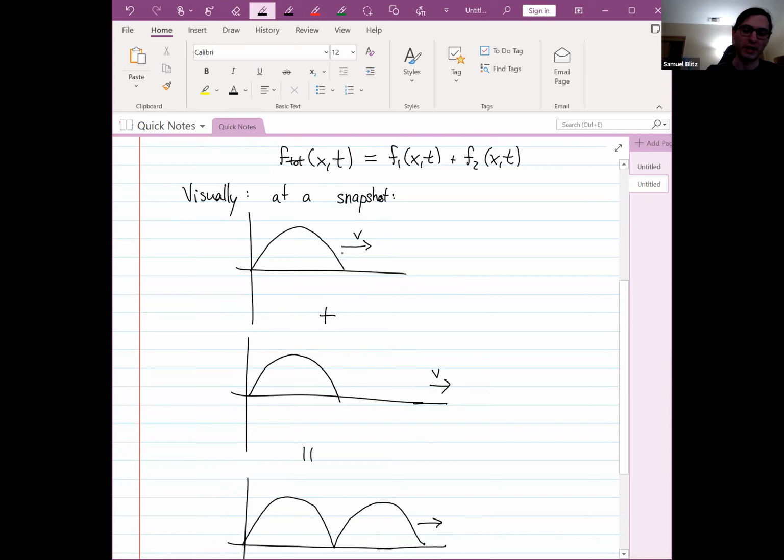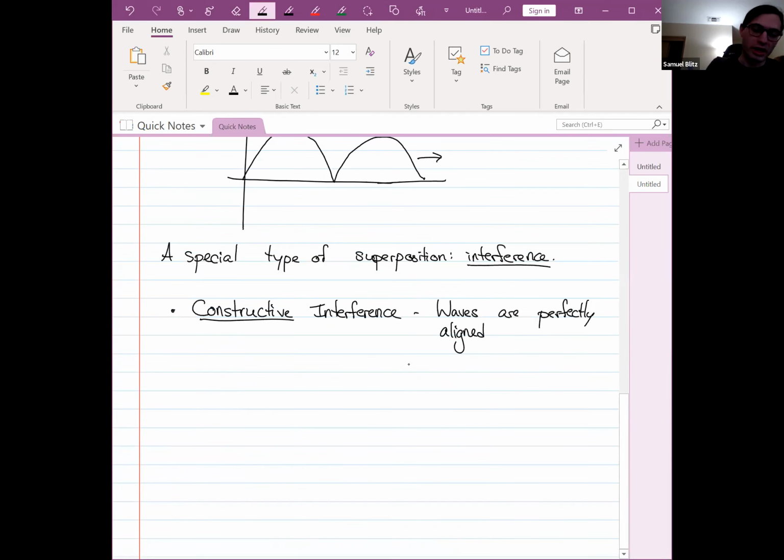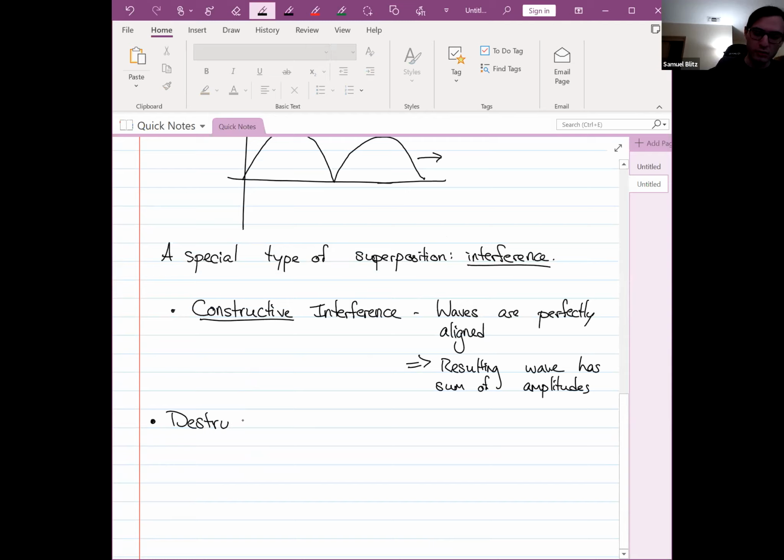Let me put this back so that it's not inconsistent with my drawing below. I should just note that the resulting amplitude has the sum of amplitudes. Another type of interference, which you could probably guess, is destructive interference. Destructive interference is just the opposite.